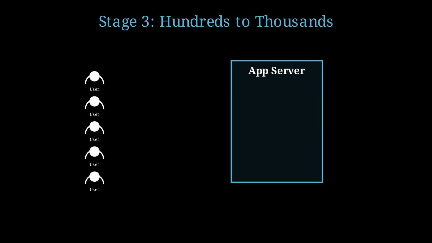And the third stage is if the users of an application increase from hundreds to thousands, then we have to consider the stage 3 architecture.